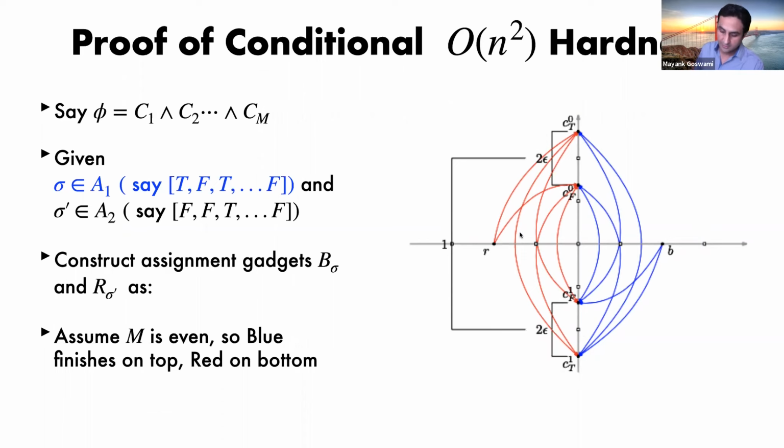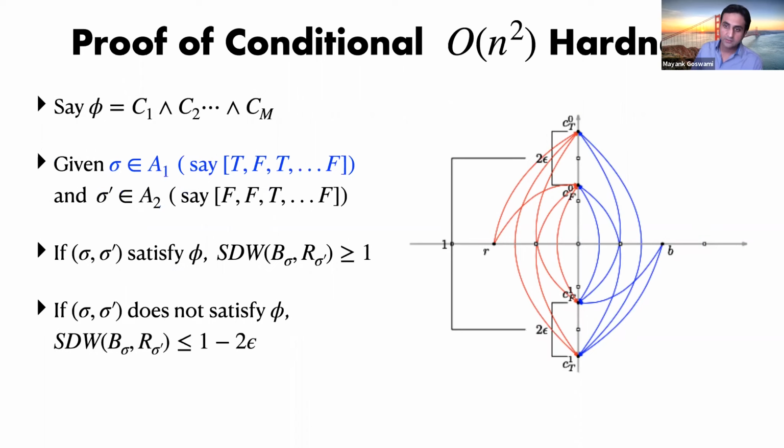And similarly for red. And what one can see is, if the pair of assignments satisfies the formula, then blue and red can maintain a distance of 1. It's basically because they move sort of opposite each other. Because this assignment satisfies, at least one of the clauses is satisfied by these assignments. So if red is on true, blue can be on false, or if red is on false, blue can be on true, because every clause must be satisfied by at least one of the assignments.